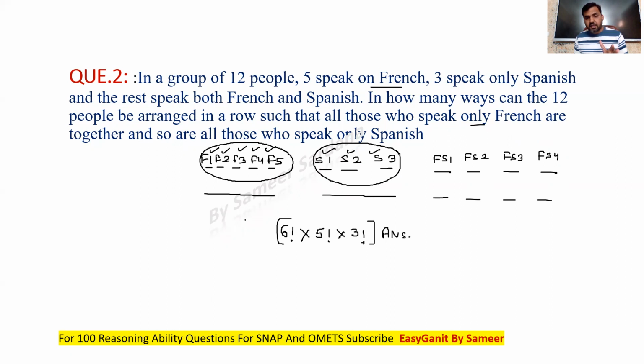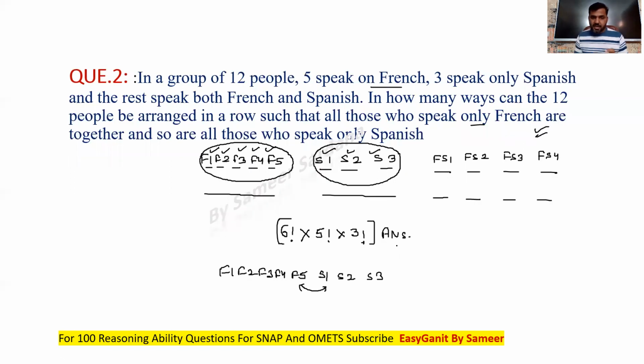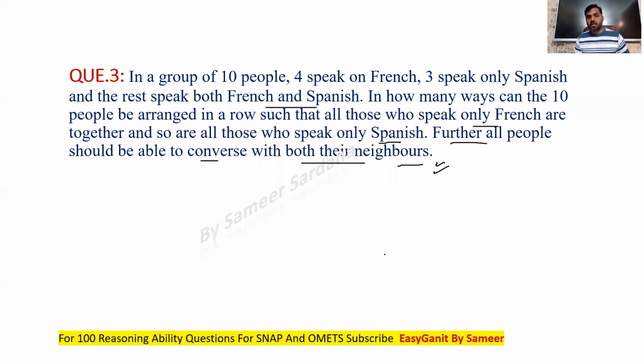So if I'm doing the arrangement of the first 5 French people, and on the next 3 chairs I'm asking 3 Spanish people to sit, then you see that these 2 people will not be able to converse with each other. But that's not a condition that I was supposed to satisfy in the previous question, while in this question I'm supposed to satisfy the condition. So this particular arrangement that I did in the previous case will not be valid for this case, right?